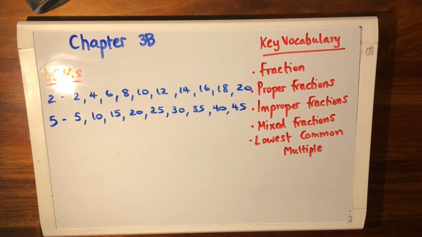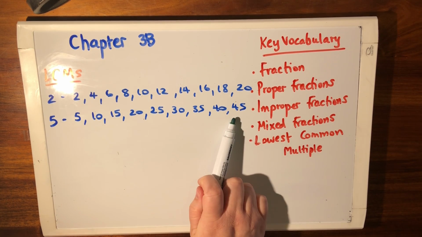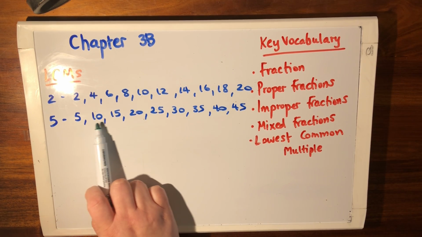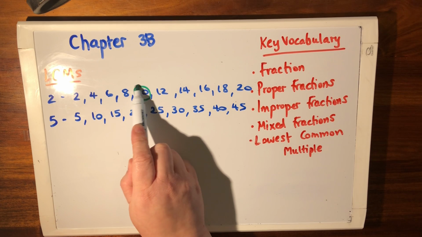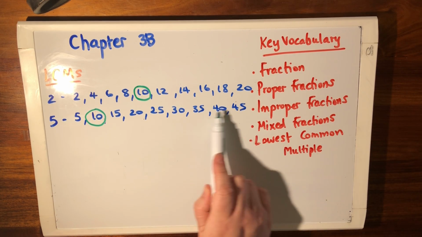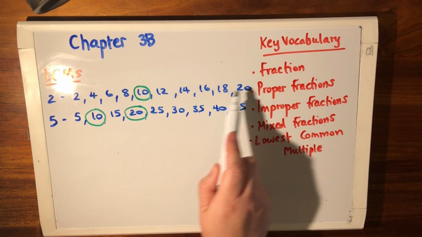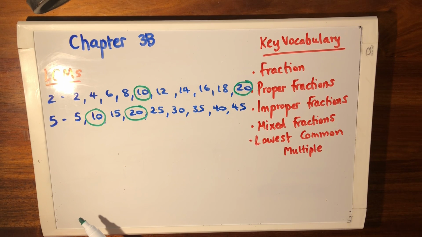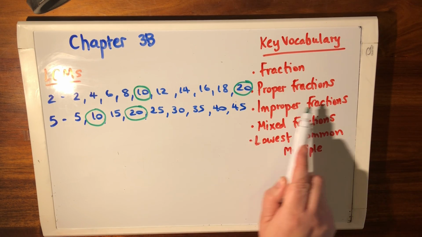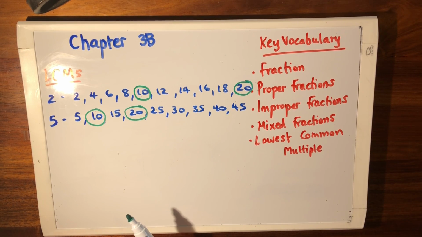Let's look at what are the same or common to both rows. So do we have any 2s in this row? No. 4s? No, they're not the same. The numbers that are the same include 10, 20, and no more. If we were to extend those numbers, we might find some more common multiples. But in this case, we're looking for the lowest common multiple.